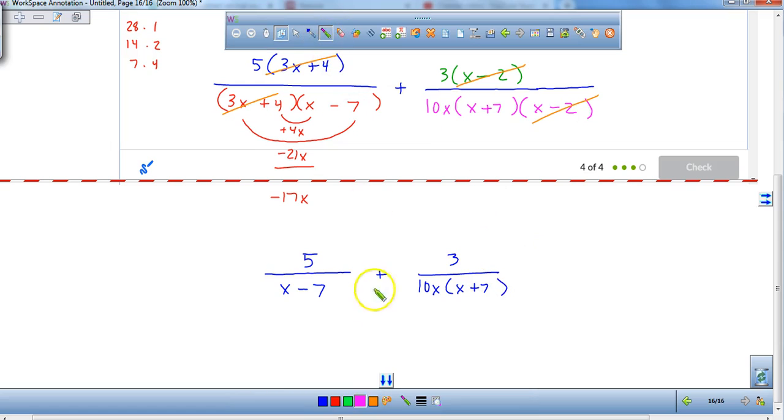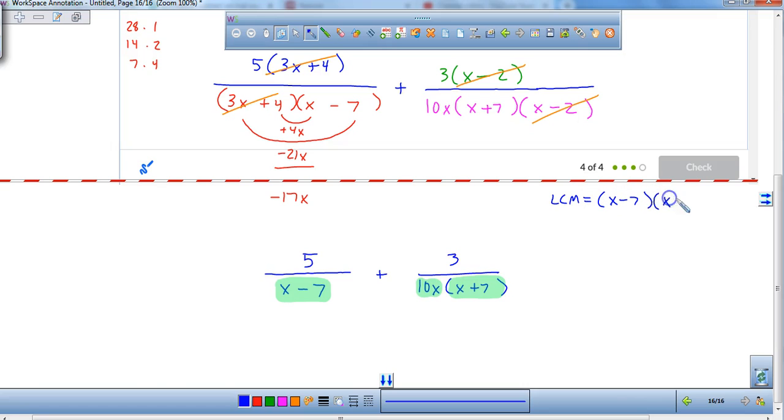So now what we have to do is find the least common multiple between an x minus 7, a 10x, and an x plus 7. Well, it's very easy. It's just all of those multiplied together. Our least common multiple is going to be x minus 7 times x plus 7 times 10x. I'm going to put the 10x up front at the end. So here we go.